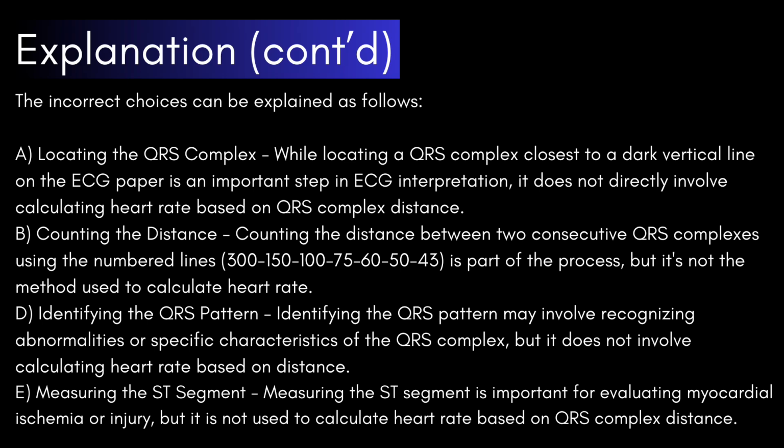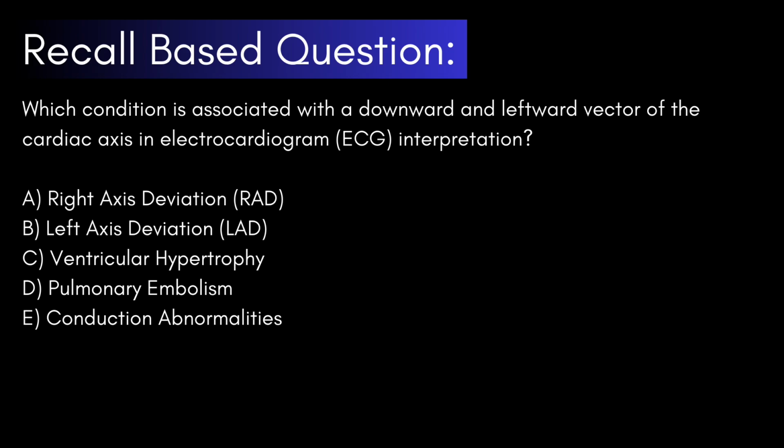All right, now that we have covered this question, let's move on to look at the next question. Which condition is associated with a downward and leftward vector of the cardiac axis in electrocardiogram, ECG, interpretation?